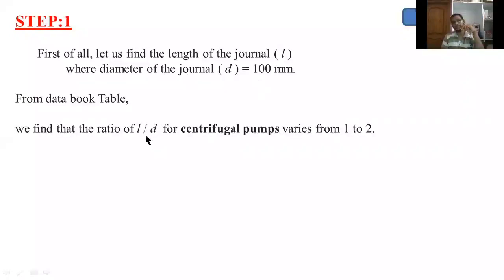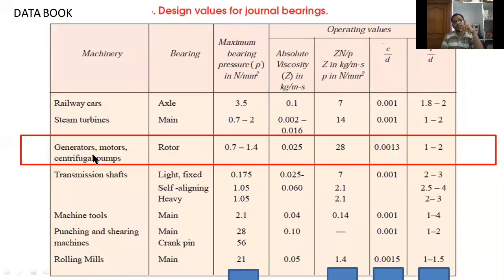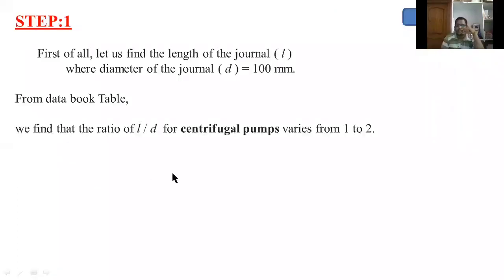So therefore, from the data book for centrifugal pumps, C by D ratios and L by D ratios, this is Zn by P ratio. So in the first step you have to consider L by D ratio, that is 1 to 2. Okay, so you have to consider these two limits. L by D ratio for centrifugal pumps varies from 1 to 2. So you have to consider between 1 to 2.